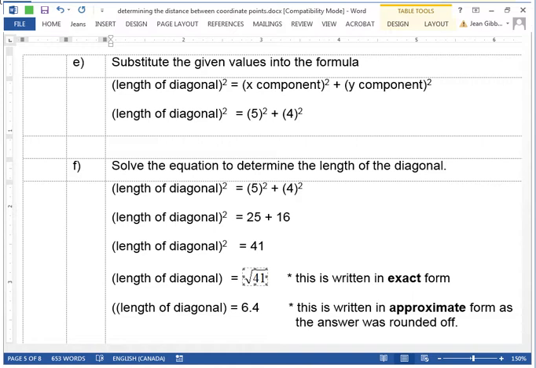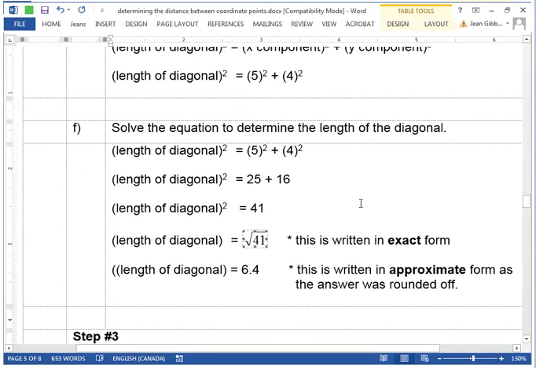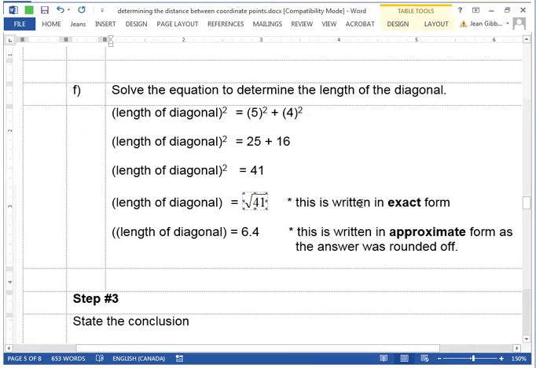The length of the diagonal squared is 5 squared plus 4 squared, which would give us 25 plus 16, which would give us 41. Now, we have 2 ways of writing this answer. One is called the exact form. One is called the approximate form. The exact form would be the square root of 41. The approximate form would be 6.4 found on your calculator.